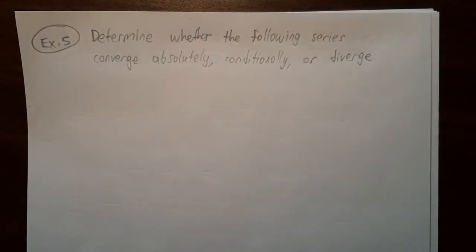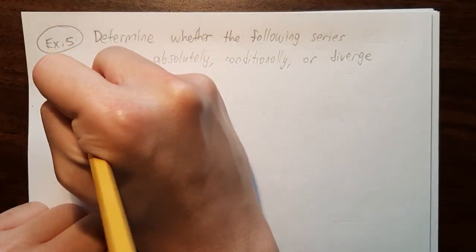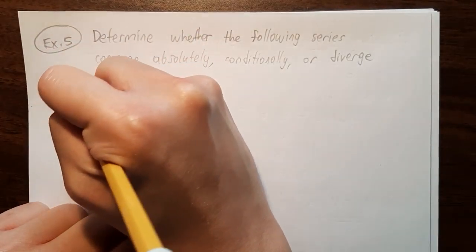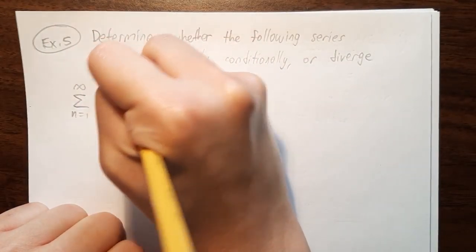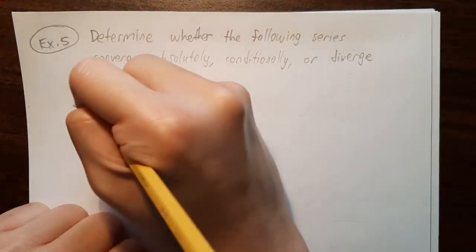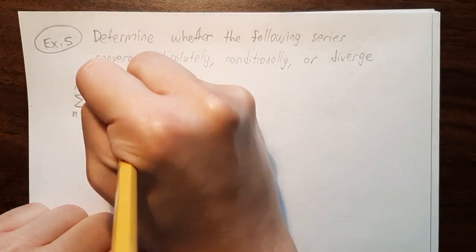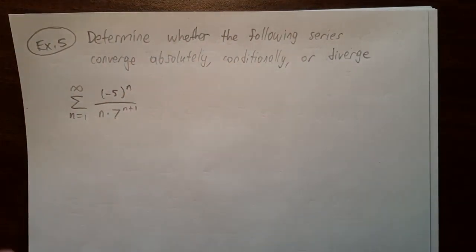All right, so like before, we're going to try to determine whether the following series converge absolutely, conditionally, or diverge. But this time, we're going to use the ratio test as much as possible to decide that for us. So the first series I've got for you guys is sigma sum n equals 1 to infinity of minus 5 to the n divided by n times 7 to the n plus 1.